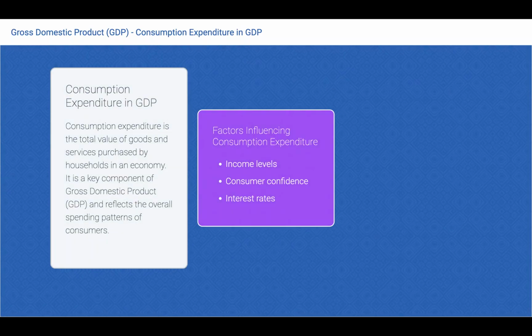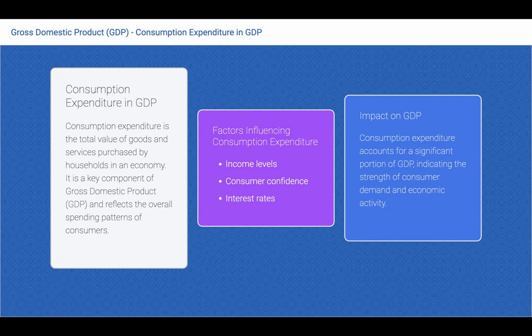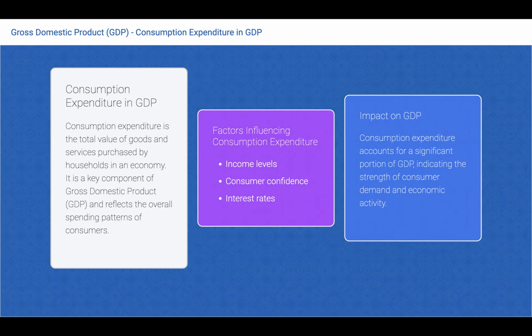Consumption expenditure in GDP refers to the total amount spent by households on goods and services within an economy. It is a crucial component of GDP calculation as it reflects the level of consumer spending and overall economic activity. Factors such as income levels, consumer confidence, and interest rates influence consumption expenditure. The higher the consumption expenditure, the stronger the GDP growth is likely to be.